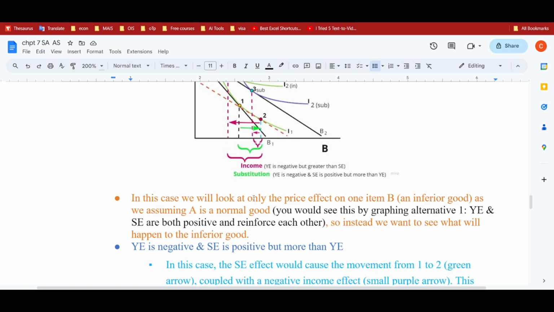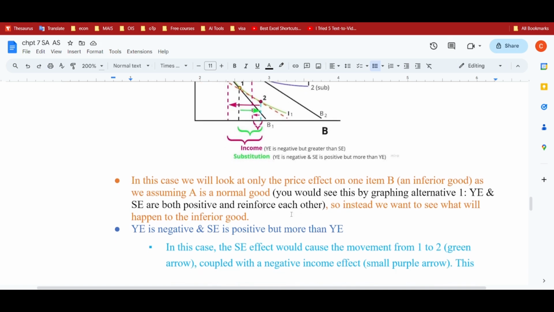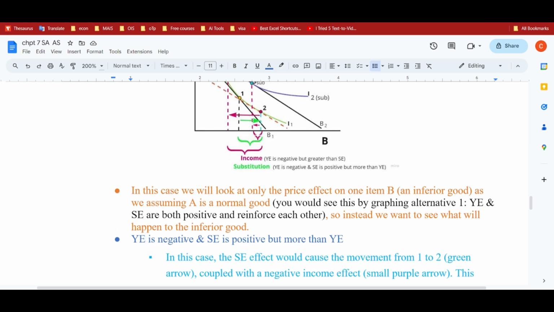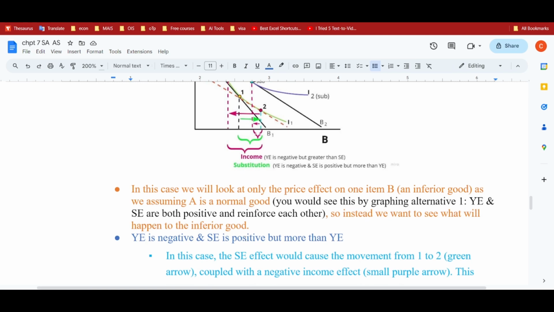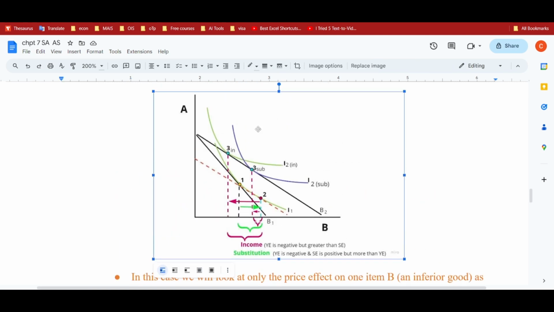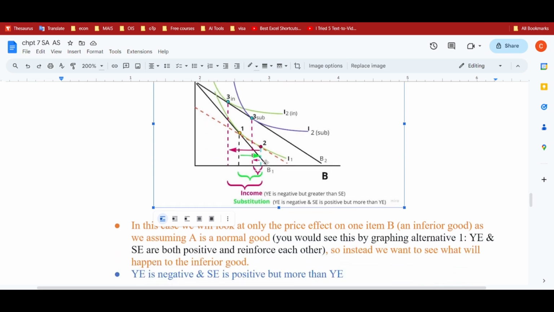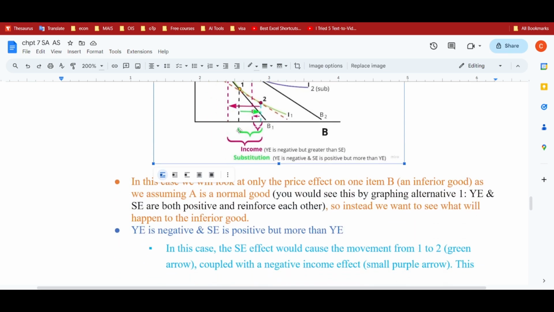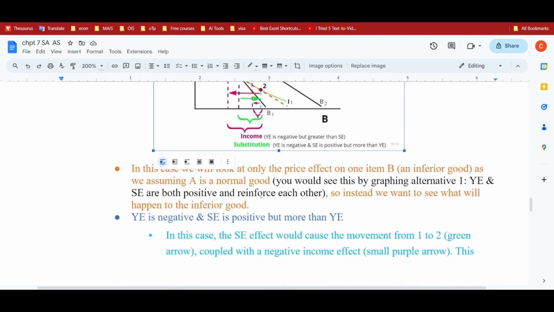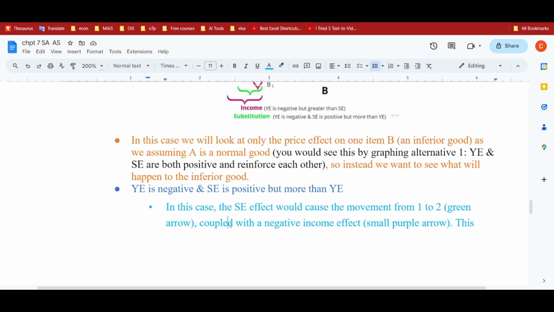And then we say YE, the second thing that we can see says YE is negative and S, so the income effect is negative and the substitution effect is positive but more than the income effect. So basically here, we see the small purple line, it's negative, there's a fall, but the green line is increasing.